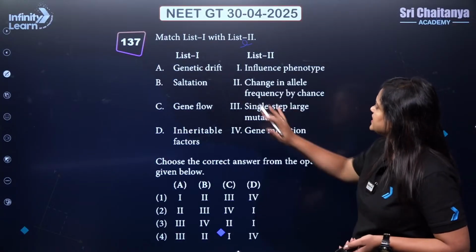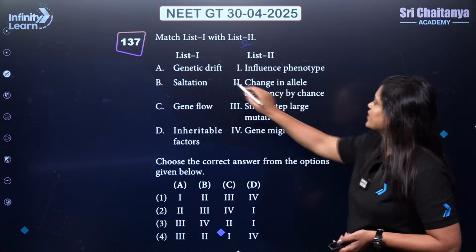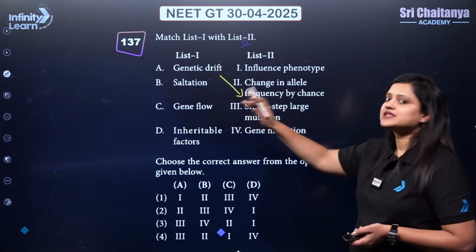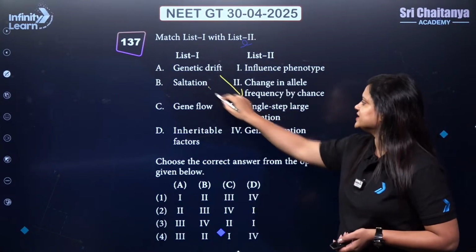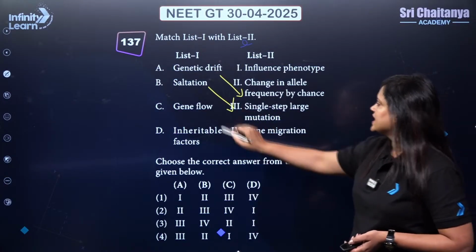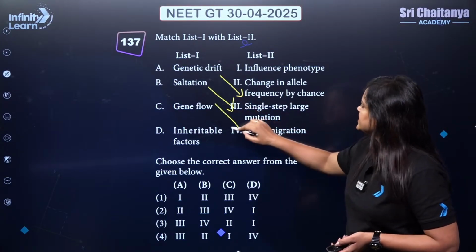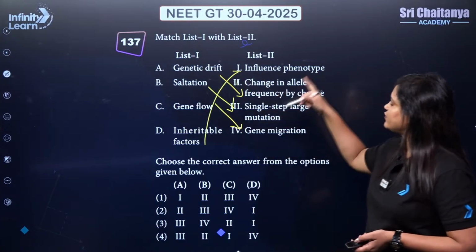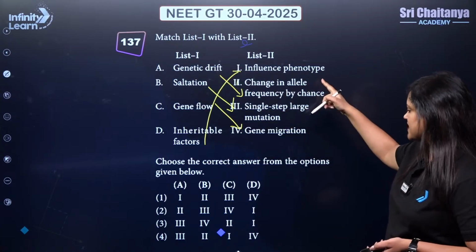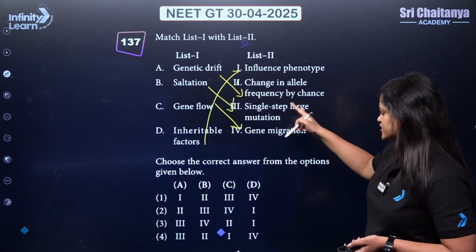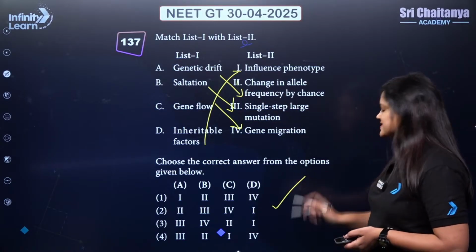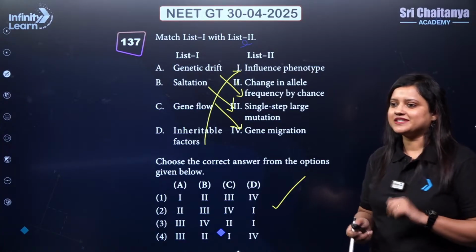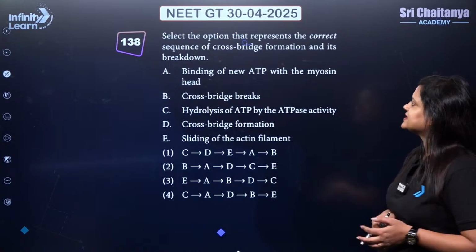Next, genetic drift, change in allele frequency by chance. By chance is the keyword here. Saltation is single step large mutation. Gene flow is related to gene migration and inheritable factors will be matched with influence of phenotype. So D is matched with 1 and A is matched with 2. So we got our answer. It should be 2. Very good, very good. Keep it up, Samruddhi.